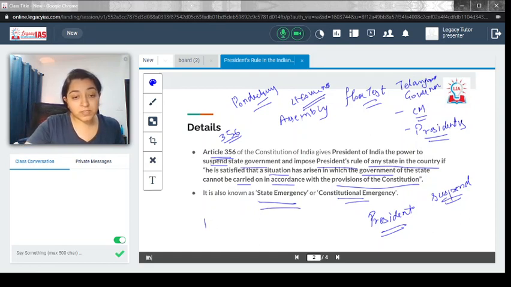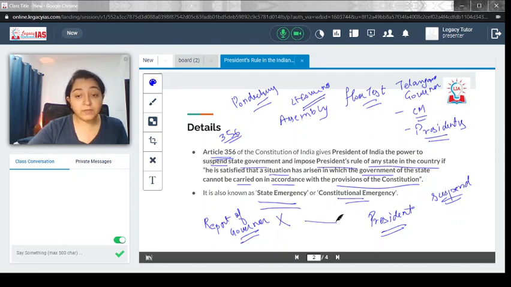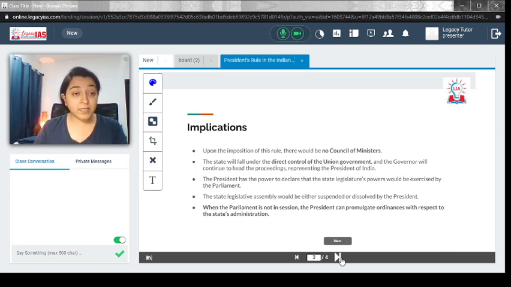Now there is also a thing related to the report of the governor. In general, it is the governor who will send a report to the President that the state government cannot carry out its functions according to the provisions of the Constitution. But at times, even if there is no report from the governor, the President can still impose President's Rule. Just remember that constitutionally it is possible that even if there is no report from the governor saying there has been a breakdown of the state government, the President can impose President's Rule. These are the factors you should remember. Let's move forward and see what exactly will happen.